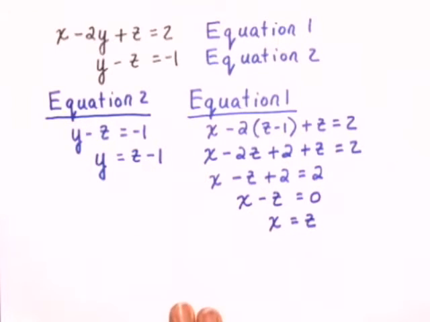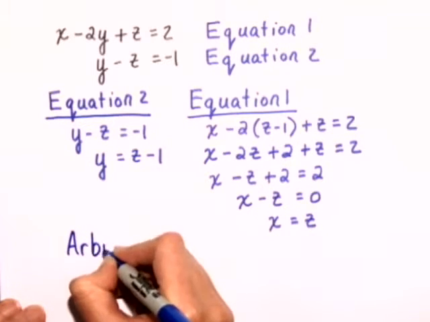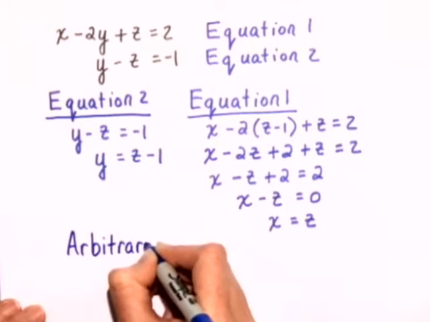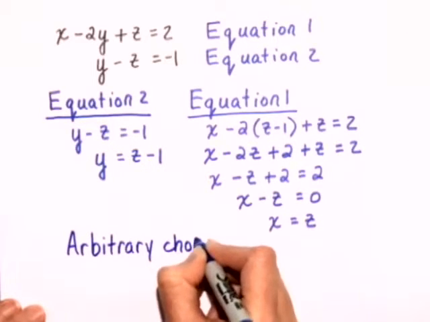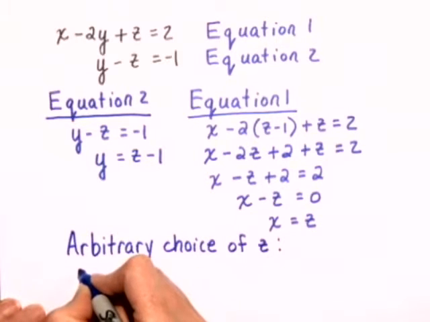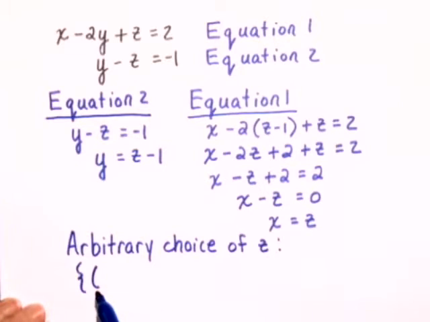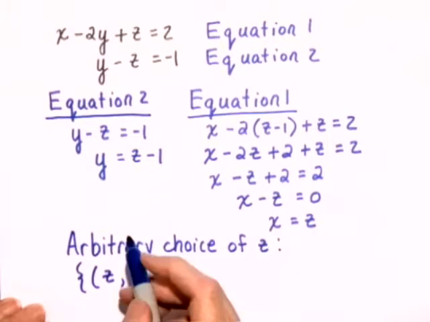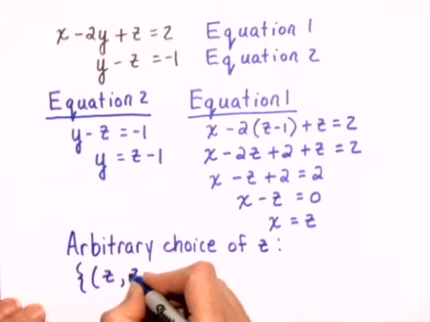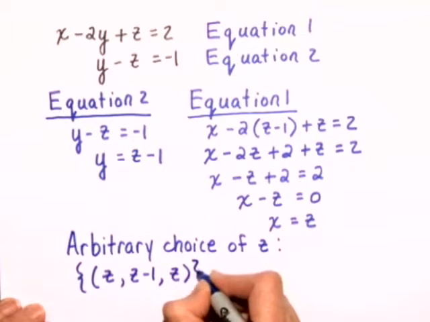Now we're ready to actually write our solution. So here's how we can write it. For any arbitrary choice of z, we can say that our solution set is the ordered triple where x is equal to z, y is equal to z minus 1, and z is equal to z itself.